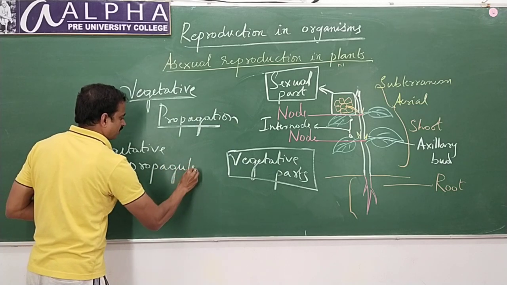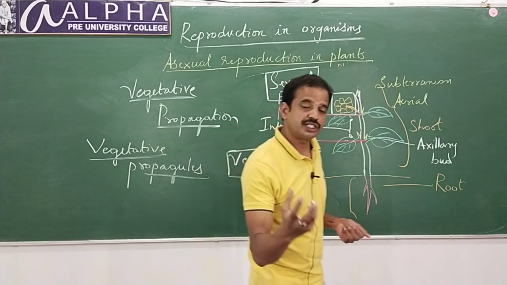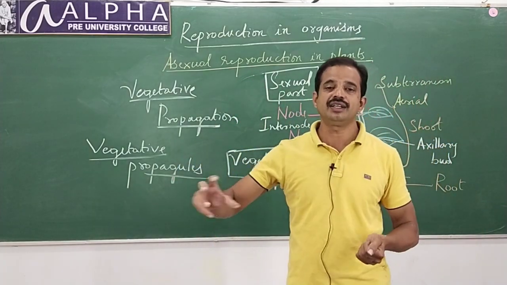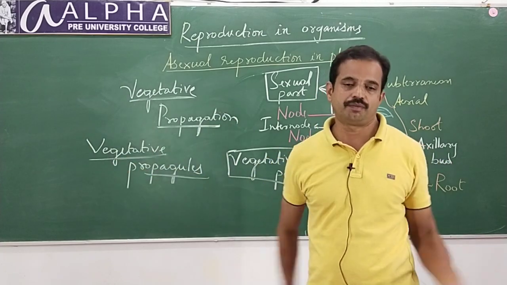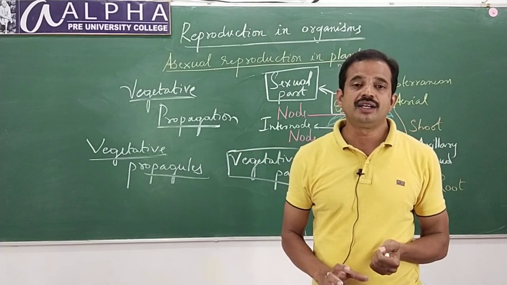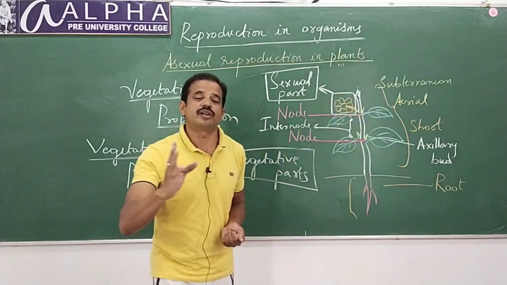Vegetative propagules. Okay. So what are vegetative propagules? Vegetative propagules are asexually reproducing vegetative parts of the body of a plant.